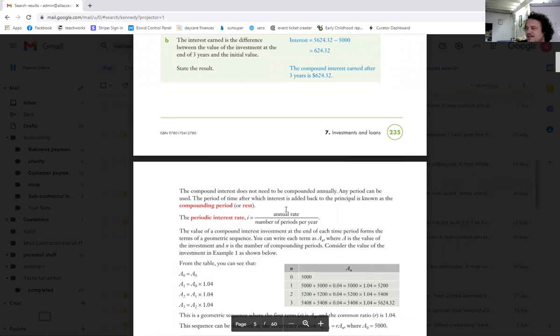So when we're looking at the interest rate, a lot of people in methods actually forget the absolute basics of maths when they get to grade 11 and 12. How do we demonstrate a percentage as a decimal? We divide it by 100. Yeah. 4% is 0.04.